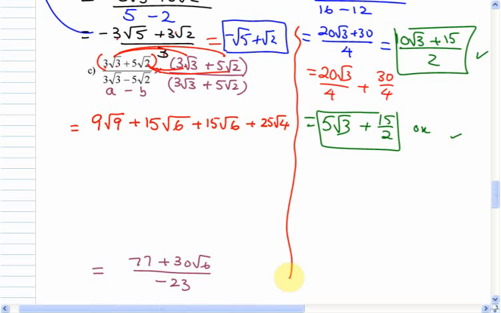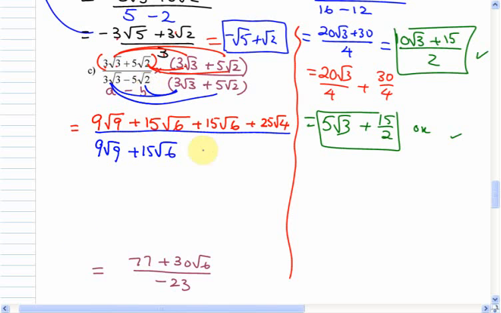Now, that's just the top. We still have a numerator, a denominator. Oh, great. 3 root 3 times 3 root 3, that's 9 root 9. 3 root 3 times 5 root 2, that's 15 root 6. This one's minus 15 root 6. And I have here 25 root 4. Be careful, this one's a minus sign.